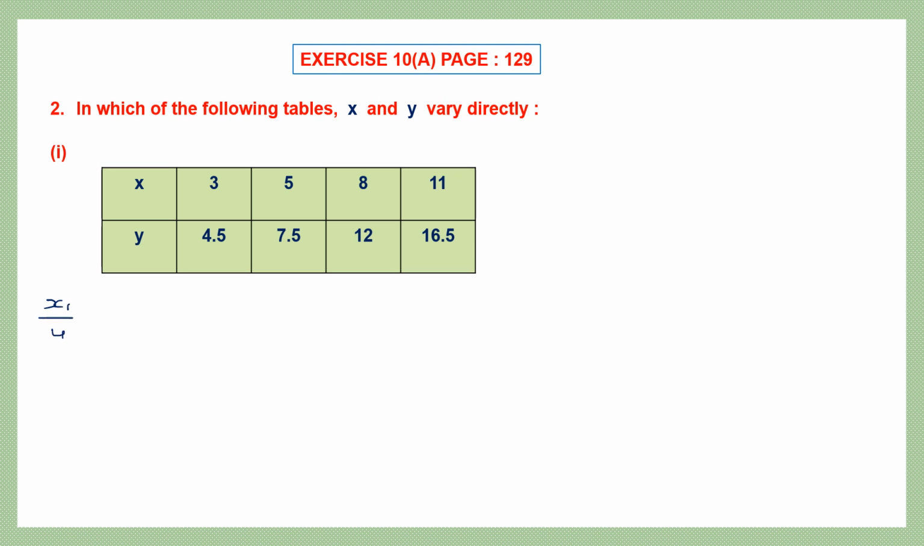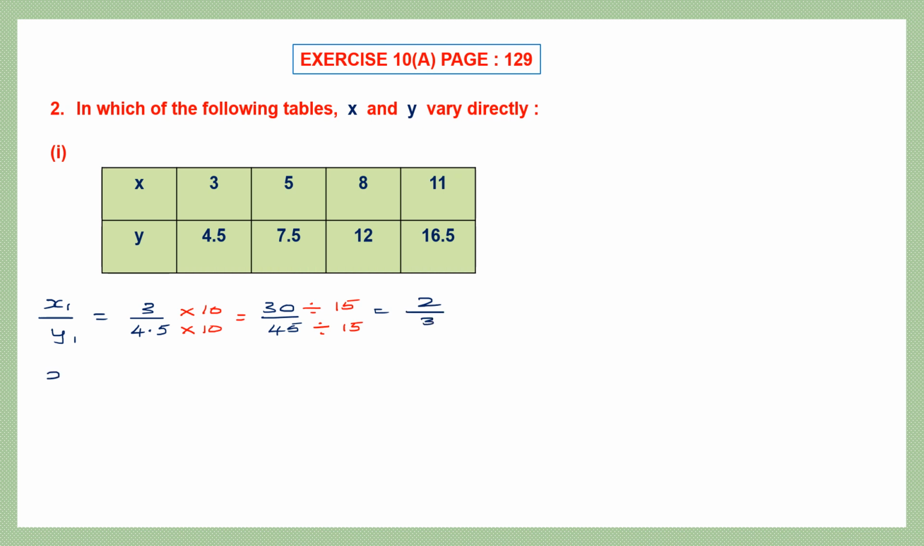x1 by y1 is 3 by 4.5. Now let's reduce this to the lowest term. Since we have a decimal number here, let's make it a whole number by multiplying this by 10, and we multiply this also by 10. So now 3 into 10 is 30, 4.5 into 10 is 45. Reduce this to the lowest term. We can divide both by 15. So when we divide by 15, what do we get? 15 twos are 30 and 15 threes are 45. So 2 by 3 we've got.